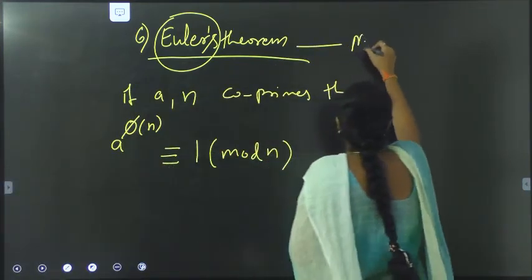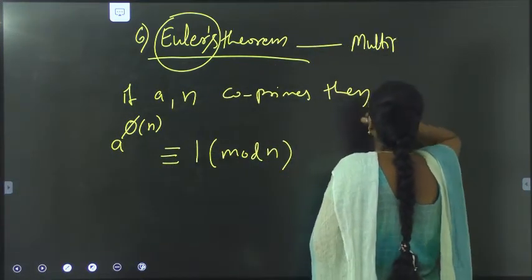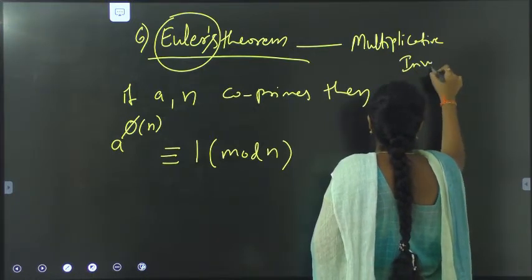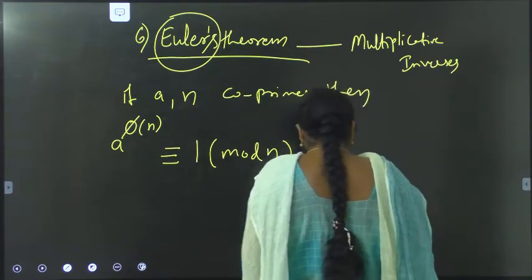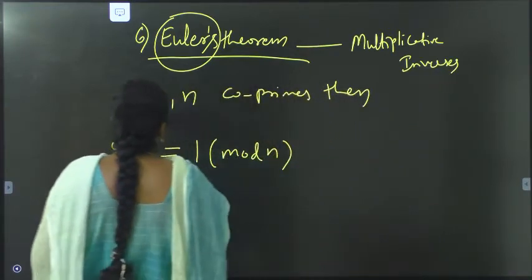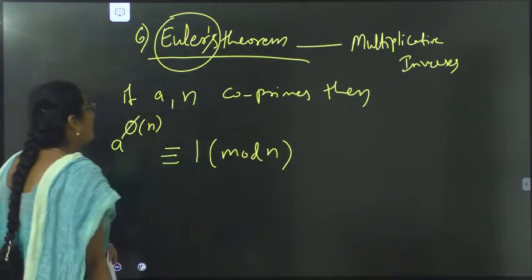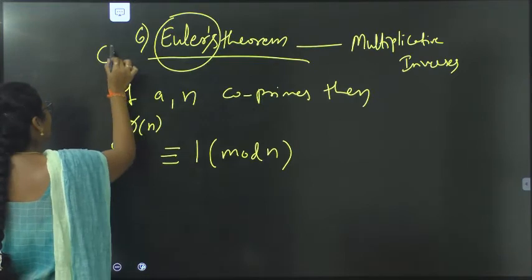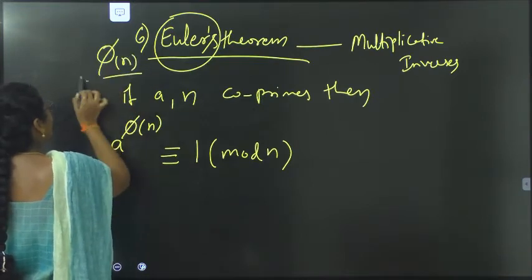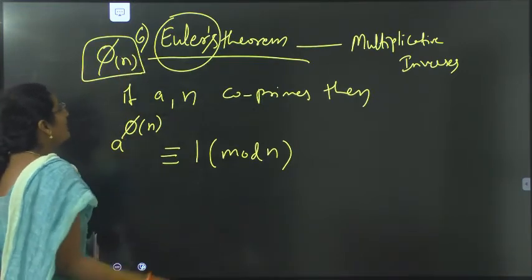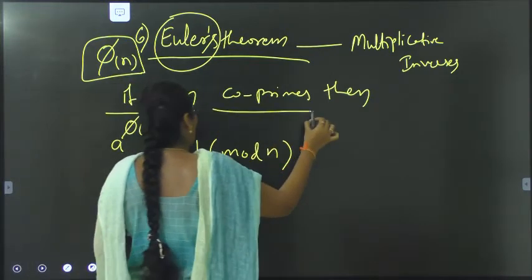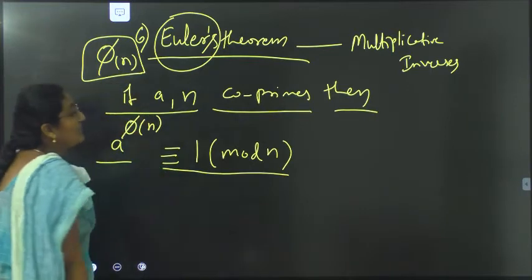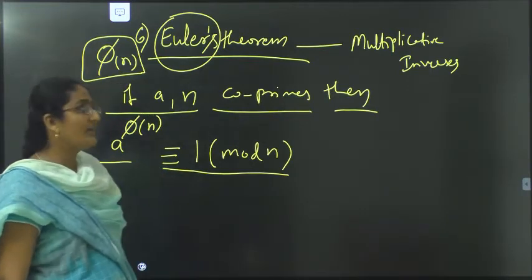This Euler's theorem is used to find multiplicative inverses. So if you want to find the multiplicative inverse of anything, Euler's theorem is used. What is the statement of Euler's theorem? As I already told you, according to the Euler coefficient, phi of n is used to represent anything related to Euler. So if a and n are co-primes, then a power phi of n is congruent to 1 mod n, and this Euler's theorem is mainly used to find the multiplicative inverses.